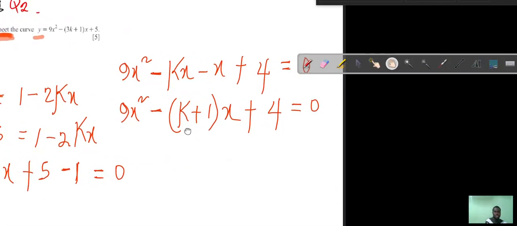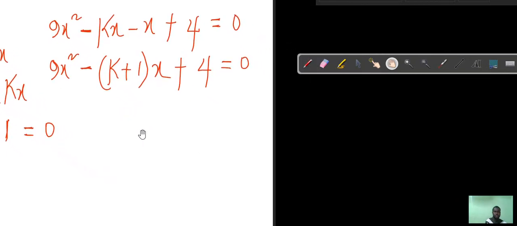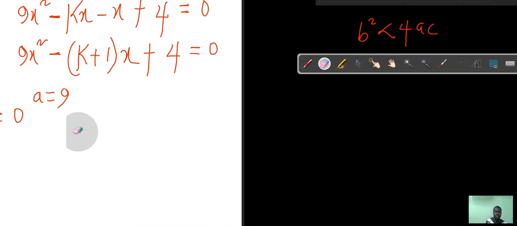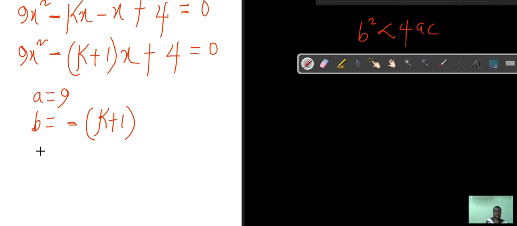So the condition is does not meet. Does not meet means b squared less than 4ac. That's what we're going to use because it doesn't meet. So a is 9. I'm going to erase this. A is 9. B is negative, outside, (k plus 1). C is 4.